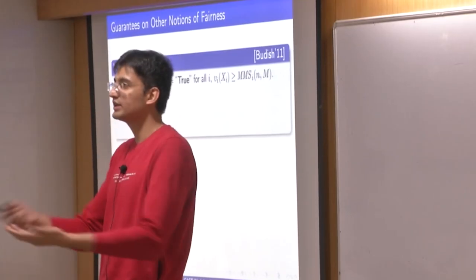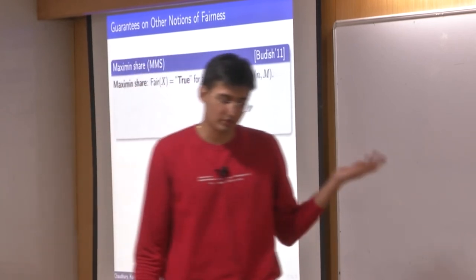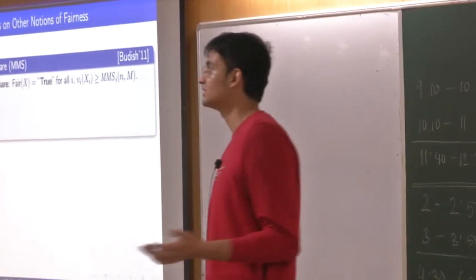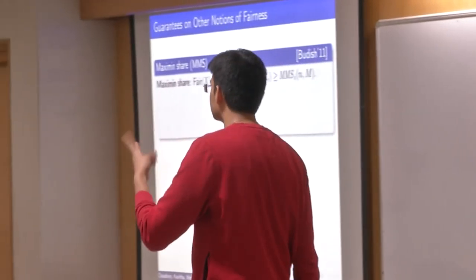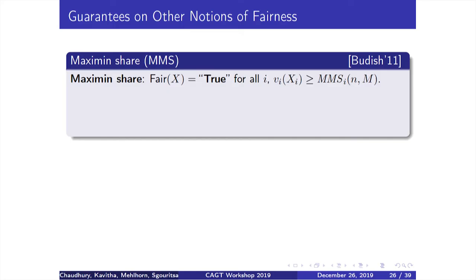And if I can find an allocation where every agent has at least his threshold, this is what is called the MMS threshold, then I'm fine. So here we don't need to look at every pair of agents to see whether our fairness criterion is satisfied. It's more like an individualistic notion of fairness.